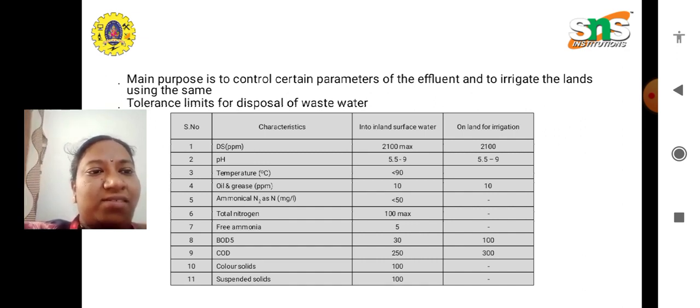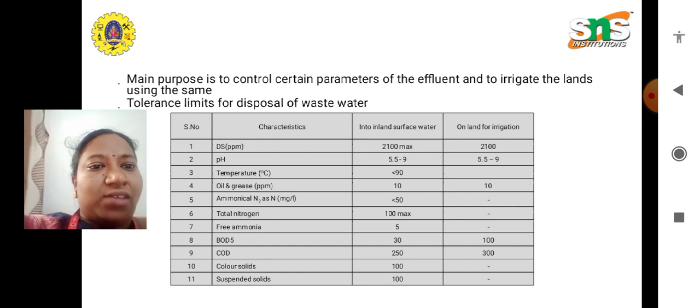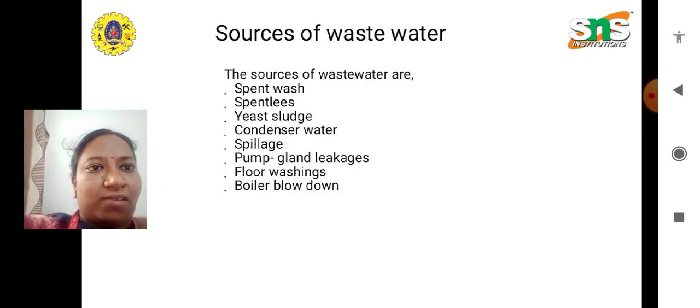Ammonia nitrogen should be less than 50. Total nitrogen is 100 milligram per liter. Free ammonia is 5. BOD 5 is 30 for inland surface water and 100 for irrigation, so BOD can be higher there. COD should be 250 for surface water and 300 for irrigation. Color is 100, and suspended solids are 100.